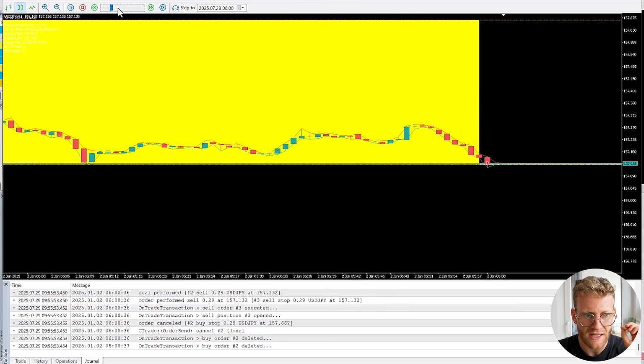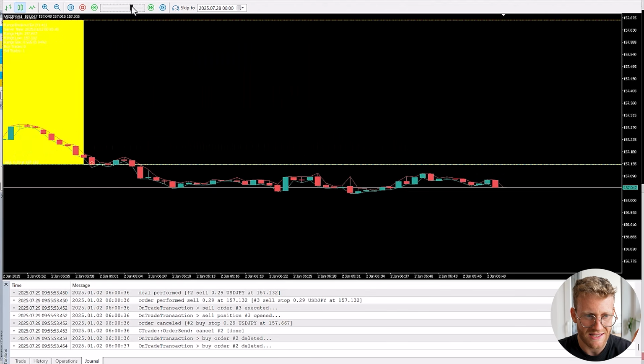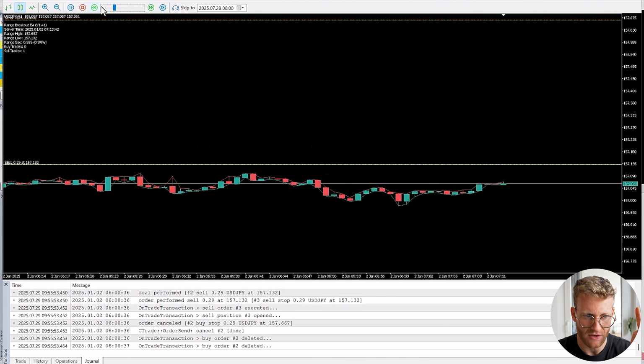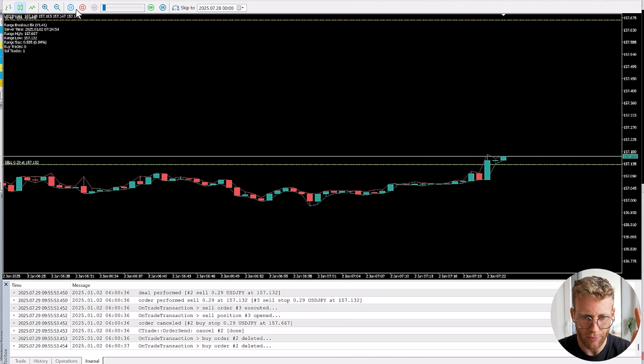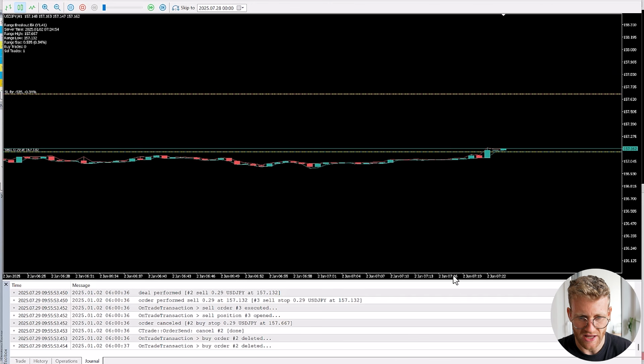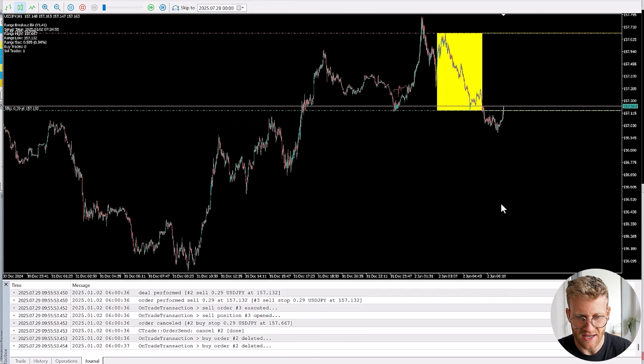Now, the only thing that can happen is that two things can happen. We can either hit the stop loss, which is up here, or we close the position at the end of the day at a specific time. This is how my range breakout strategy works. So let's talk about these two cases.